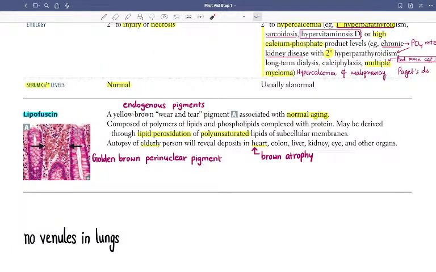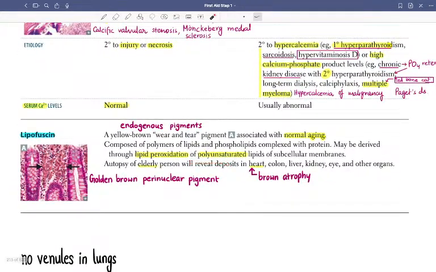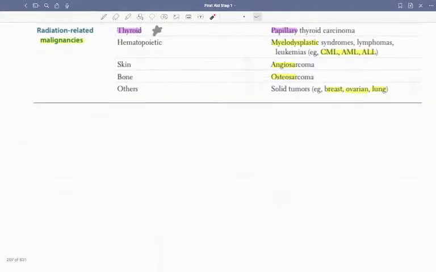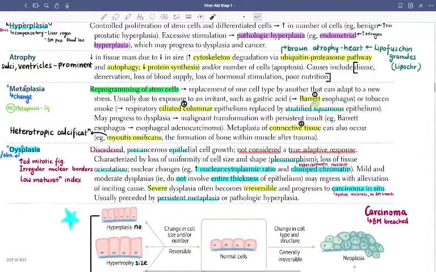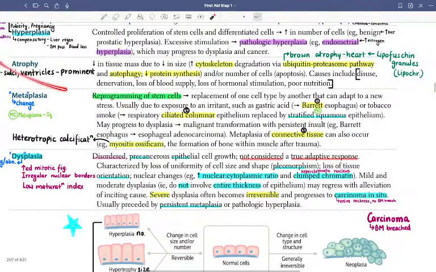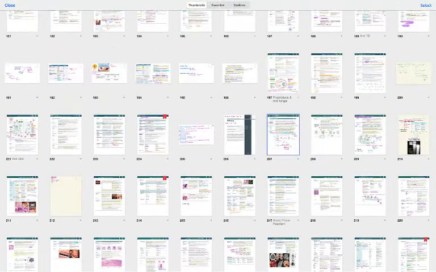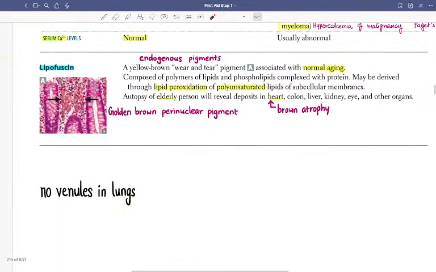Let's go back and take a look at this thing. What was this? Here, this was atrophy. So that's why aging, brown atrophy of the heart, lipofuscin granules. It's mainly related to aging. So let's go to the next page.